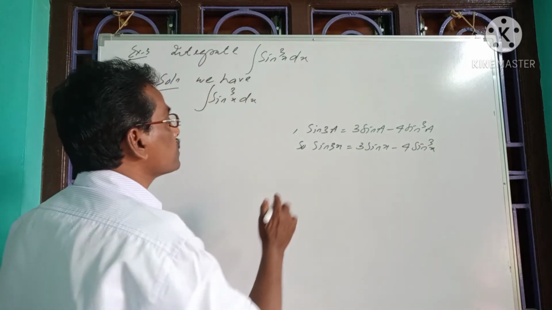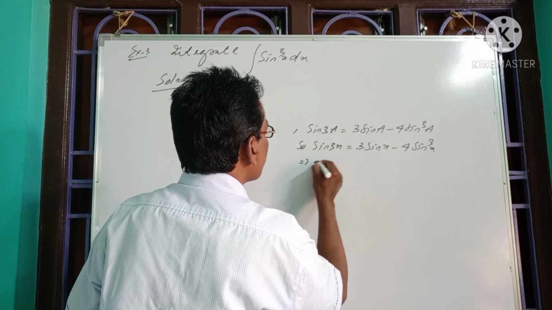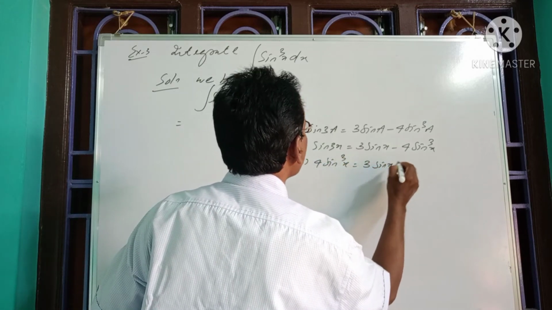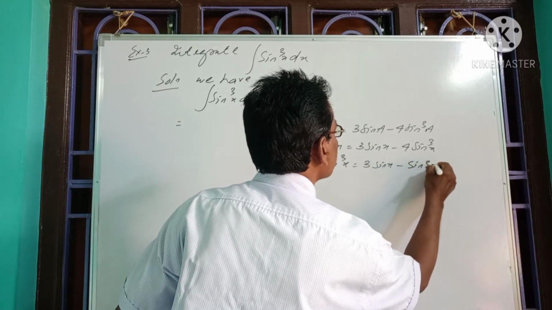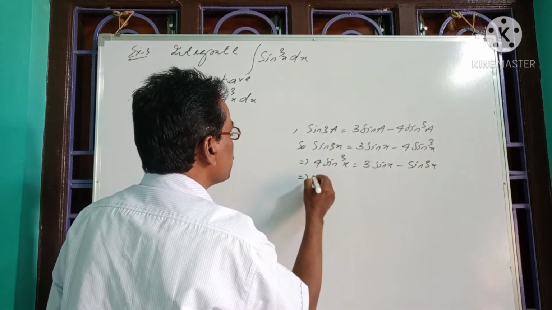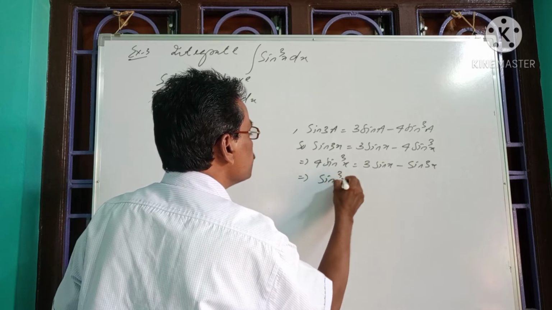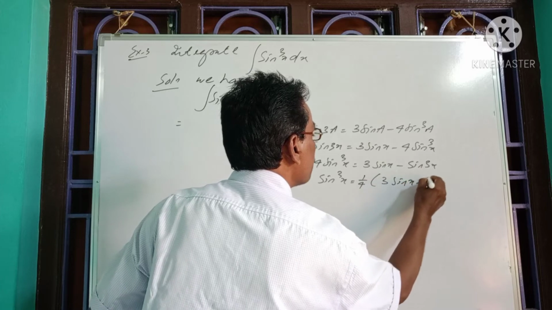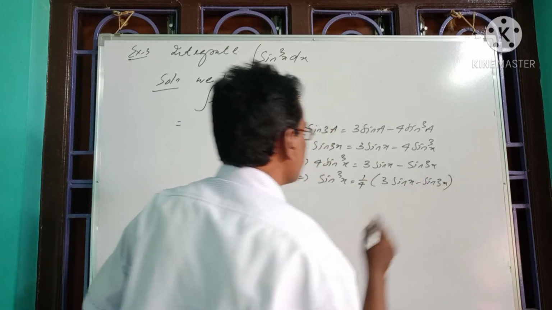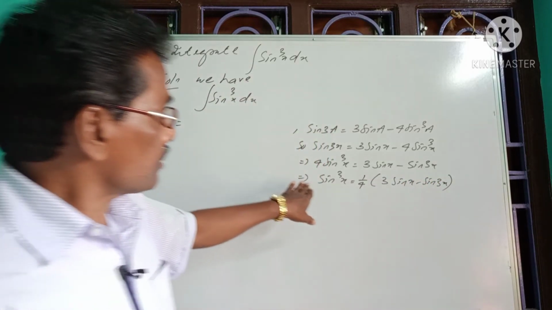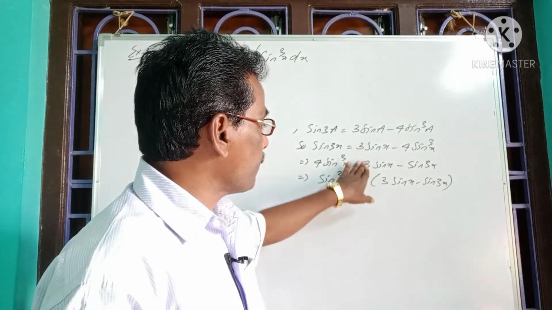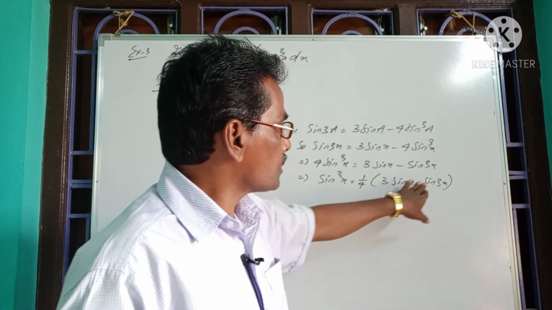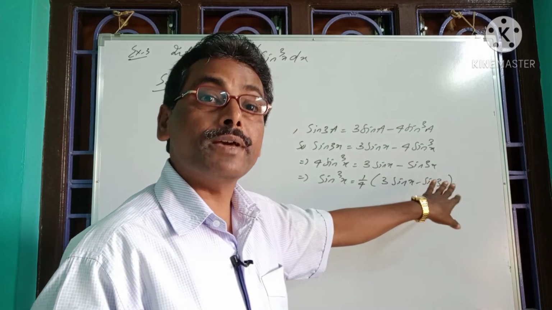So solving for sin cubed x, we have 4 sin cubed x is equal to 3 sin x minus sin 3x. But we want sin cubed x, so sin cubed x is equal to 1 by 4 whole into 3 sin x minus sin 3x. Now we got sin cubed x in the shape of 1 by 4 into 3 sin x minus sin 3x, where sin x is integrable, and sin 3x is also integrable by the formula for sin mx.